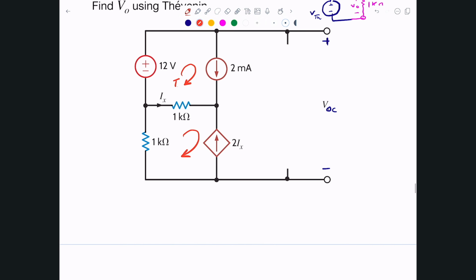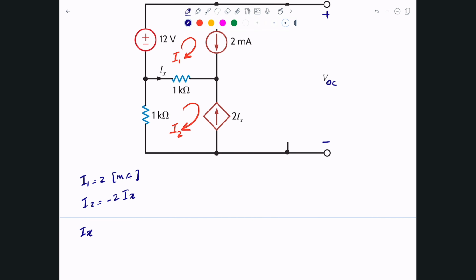I'm going to call this here I1, and this one here I2. Well, I1 is simply 2 milliamp. I don't need to write an equation. I2 is also, I don't need to write an equation. It's negative 2Ix. But I don't know the value of Ix. Well, Ix is here. So this is the value of Ix. Ix is simply I2. Let me just write that.